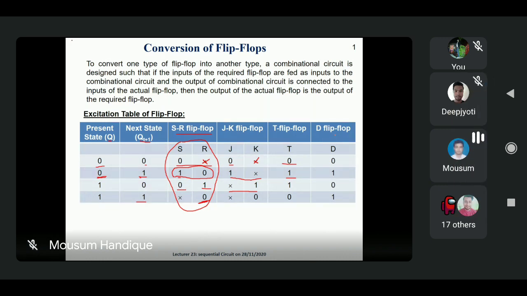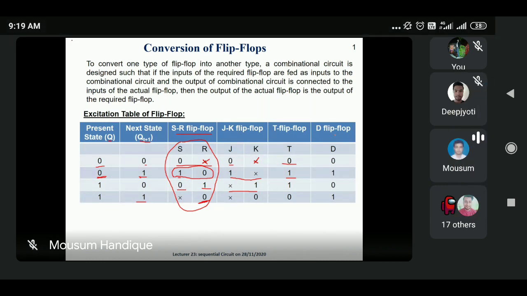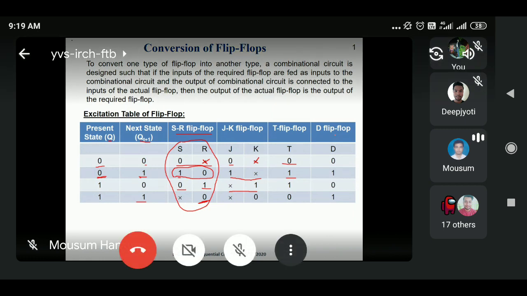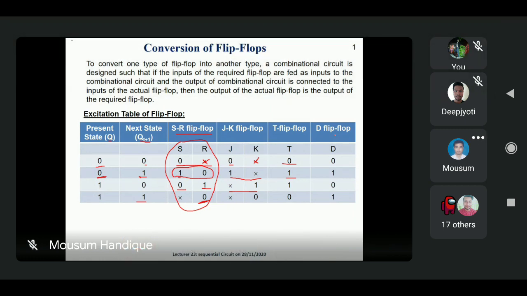So I am requesting all of you, if you have any doubt in this particular table, you can ask me clearly. Okay, if you are not having any doubt, then I will proceed to the next slide.